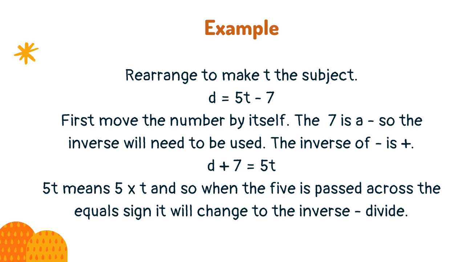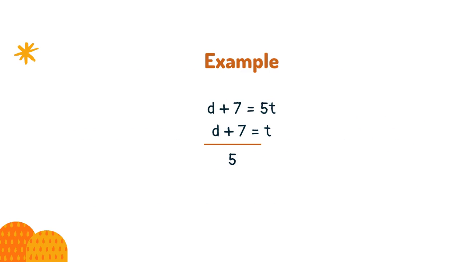5t means 5 times t, and so when the 5 is passed across the equals sign it will change to the inverse, so here we must divide. So to make t the subject we must divide the term by 5, and this result is shown.